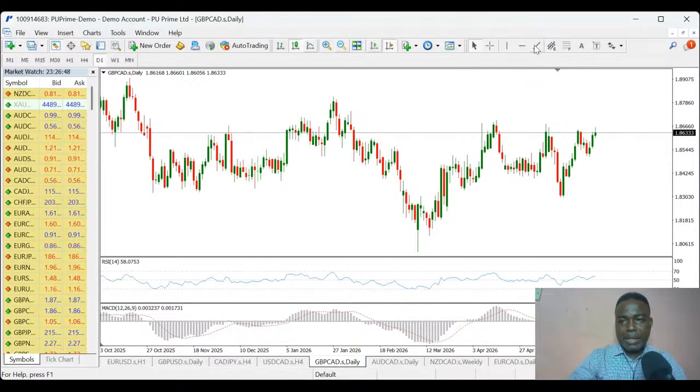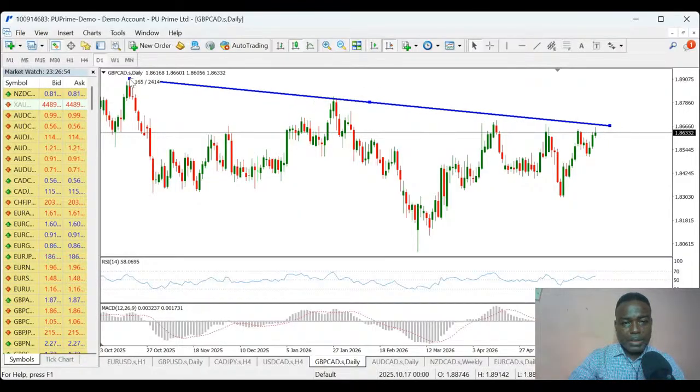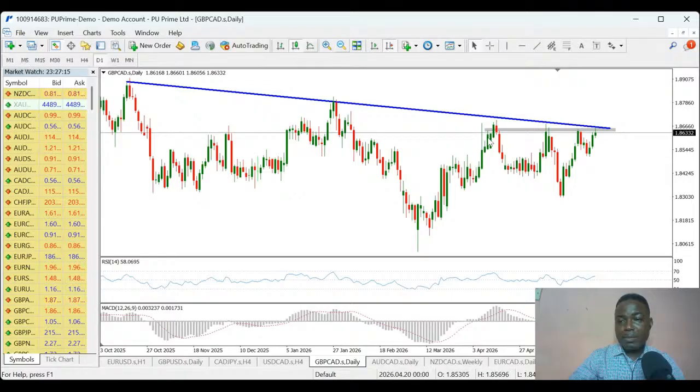Now, there is a GBP card on the daily time frame, and we can also see there is an overall bearish trend on this instrument on the daily time frame. Price is trending downwards. And this downward trend is indicative of bearish pressure, and there is a resistance here. Now we have a powerful confluence here: trend line and resistance. Both of them indicate just one thing: a potential bearish breakout.